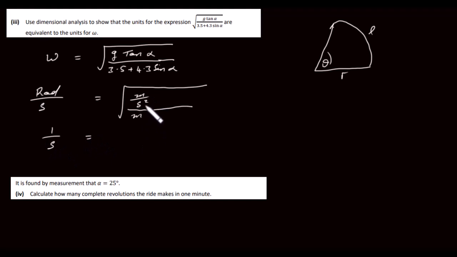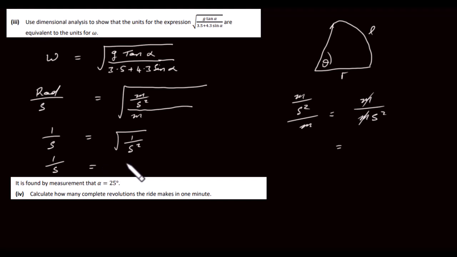On the right hand side we've got meters per second squared, so we've got meters per second squared over meters. That's just meters per meters second squared. So that meters will cancel with that, and you'll get 1 over second squared. So it's the square root of 1 over s squared. So that'll give us 1 over s is equal to 1 over s. And that's it. We've used dimensional analysis to show that the units for that expression are equivalent to omega. So the left hand side and the right hand side are equal. So that's fine. Let's move on to the next one.